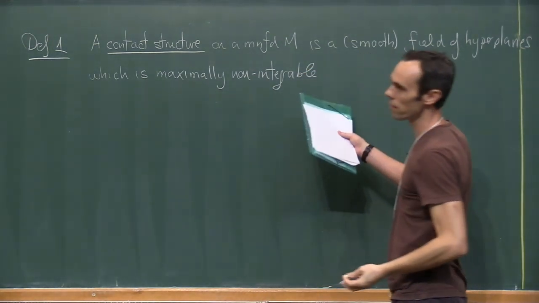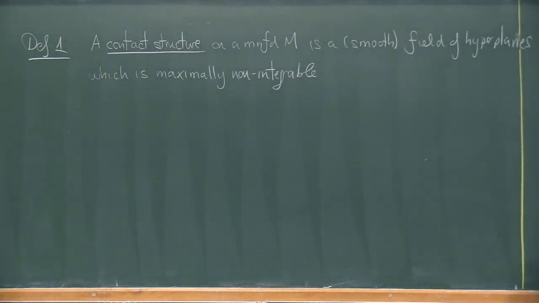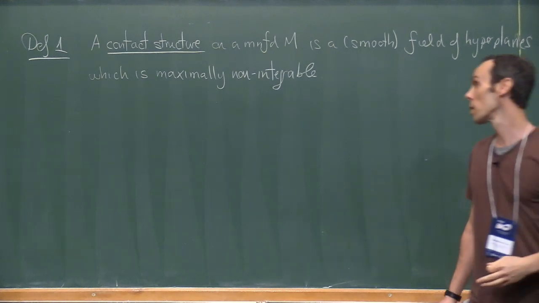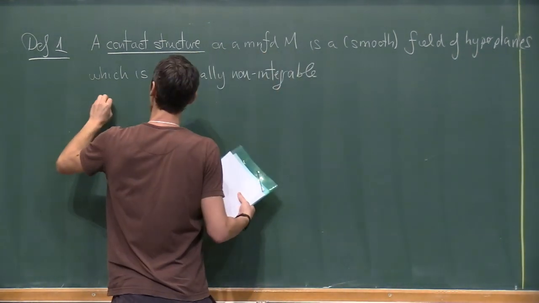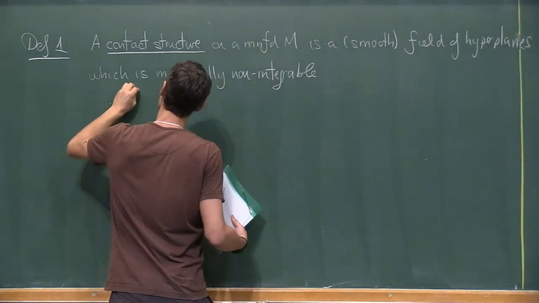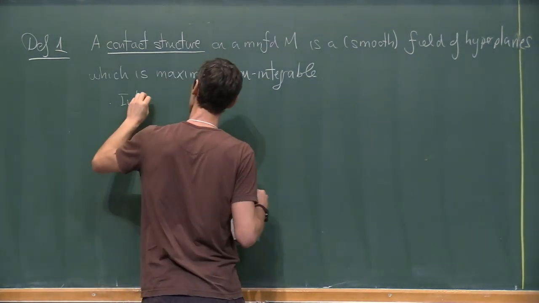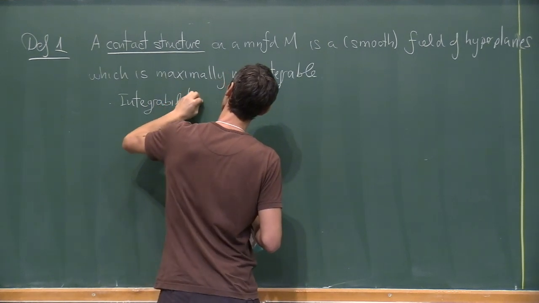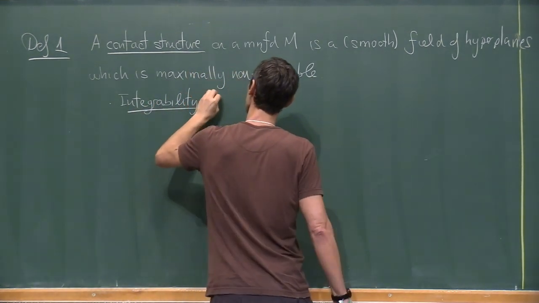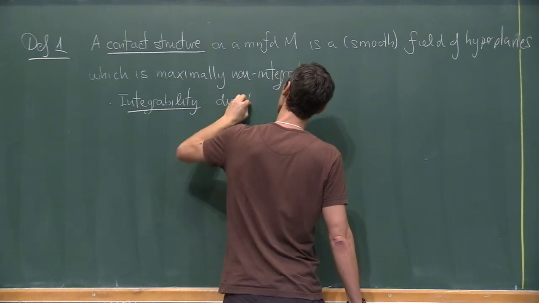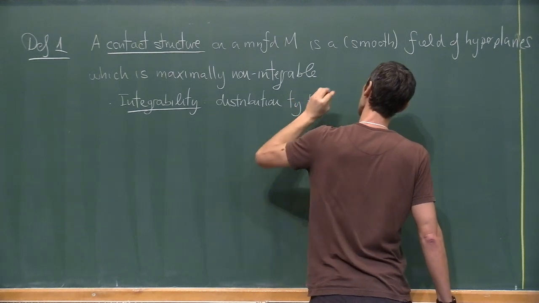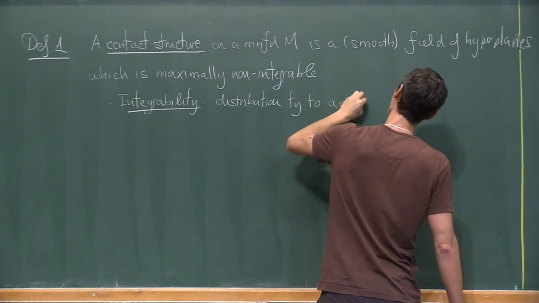And of course, I have to clarify for you what the meaning of being maximally non-integrable for a distribution is, and I'll do it in contrast with the distributions which are the tangent spaces to codimension one foliations. So what is integrability for a codimension one distribution, and in general for a distribution of any rank? It means that the distribution is tangent, in this case, to a codimension one foliation.